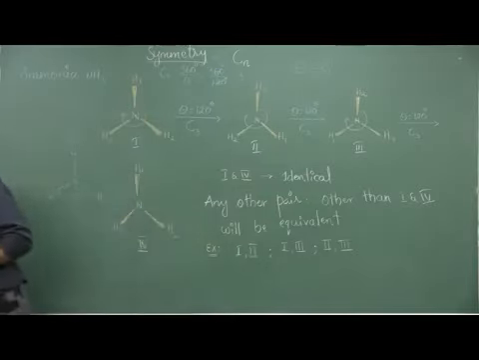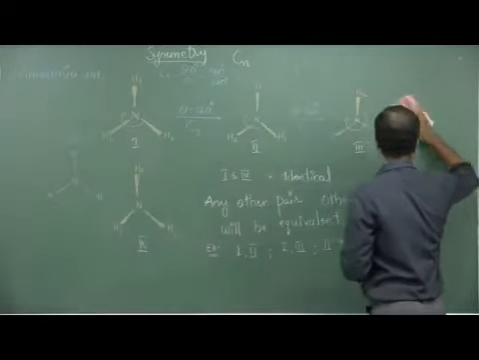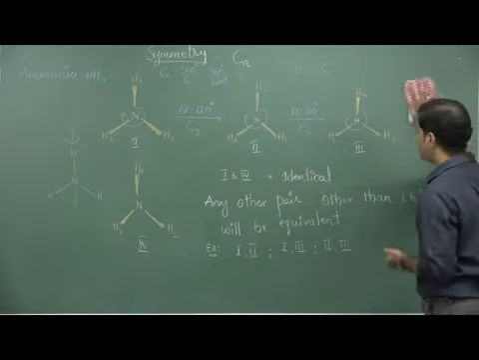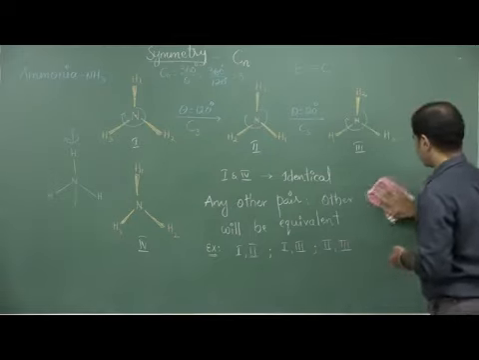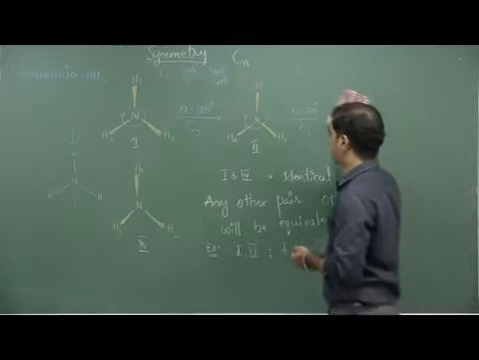This is with respect to ammonia. So we have seen 2 simple examples, one is H2O, the another one is NH3. And in both these cases we find one rotational axis.